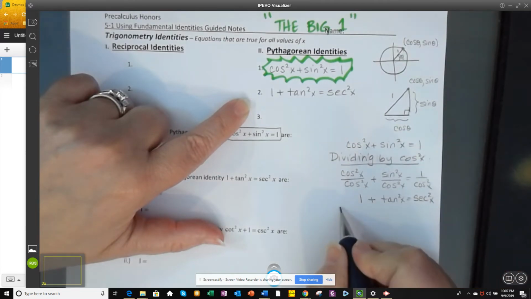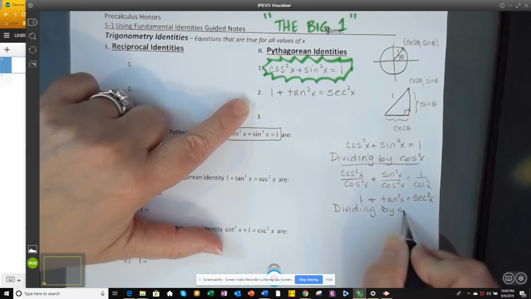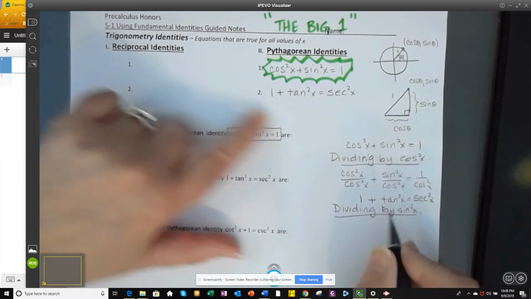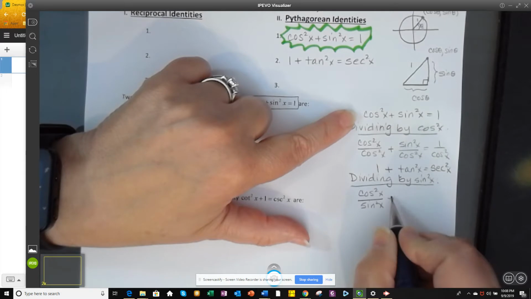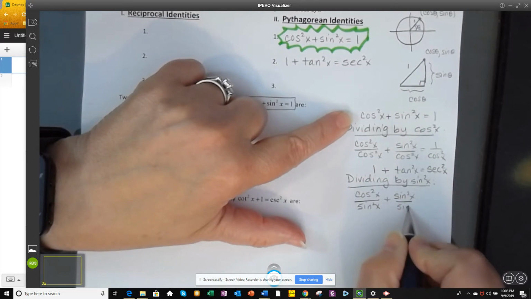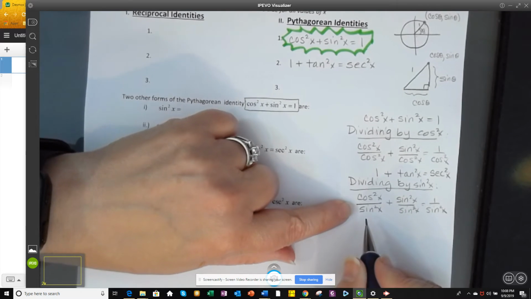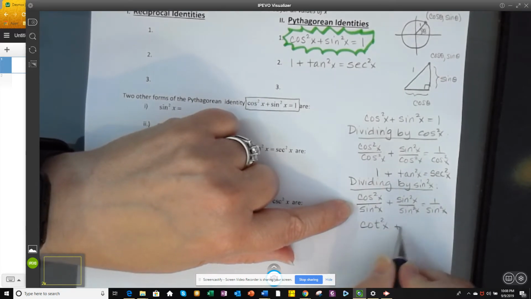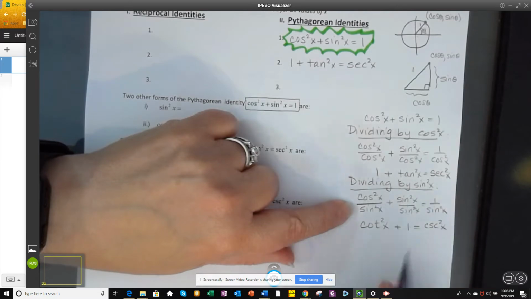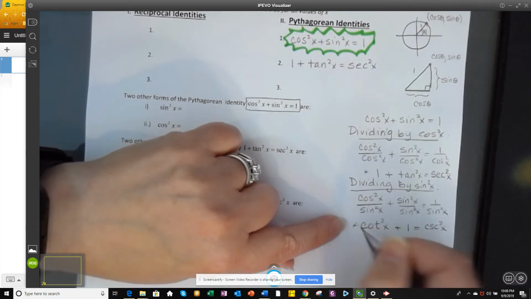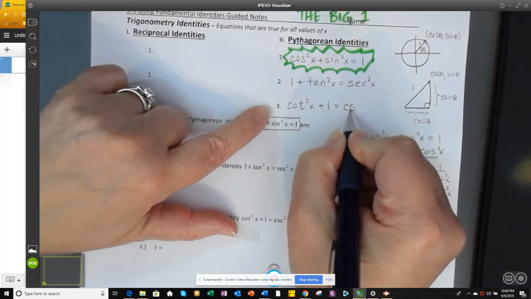And I got that by dividing the big equation by cosine squared. So what could I do similarly? I could divide the big one by sine squared. And what would we get? We'd get cosine squared x divided by sine squared x plus sine squared x over sine squared x equals 1 over sine squared x. All right, well, cosine over sine is not tangent, it's cotangent. So this would be cotangent squared x plus sine squared over sine squared, which is 1, equals, well, 1 over sine squared is going to be cosecant squared x. And this is the third Pythagorean identity, which would be cotangent squared x plus 1 equals cosecant squared x.